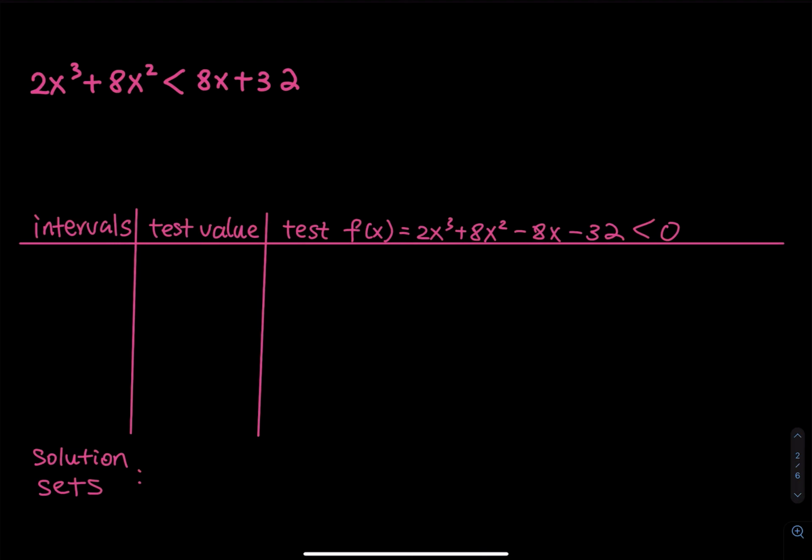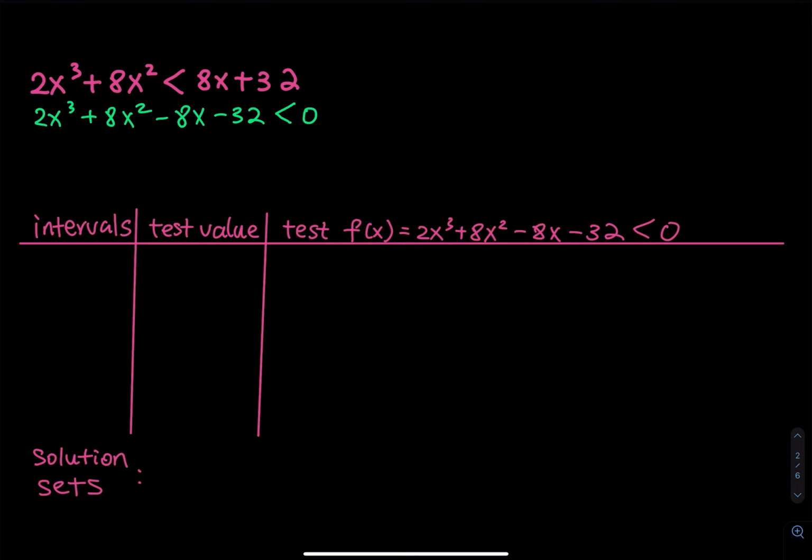Here is another nonlinear inequality. The first step is you want to have all the terms on one side. I usually move all the terms to the left-hand side. So that is 2x to the third plus ax squared and then minus ax minus 32, and then that is less than 0. So now you have all the terms on the left-hand side.